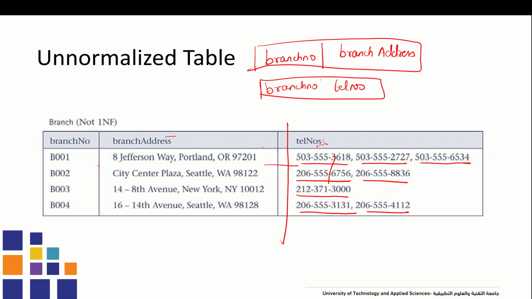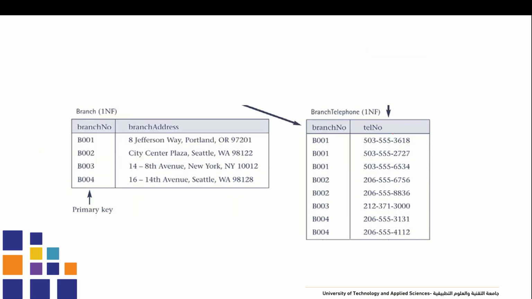See, telephone number is taking multiple values. A column can have only one value in a row, one value in the cell. So how many values are here? There are 3 values. So you put it in 3 different rows. Can you see here? 3 different rows. Branch number will be the same.